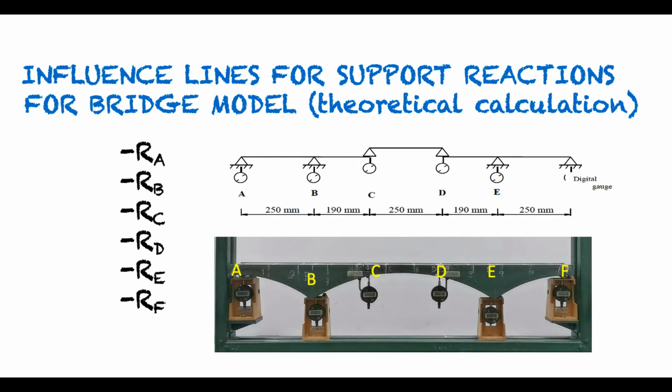So in this test, we will find the influence line for RA, RB, RC, RD, RE, and RF, because we have 6 supports here. But the bridge is actually symmetrical. Therefore we will find only RA, RB, and RC.